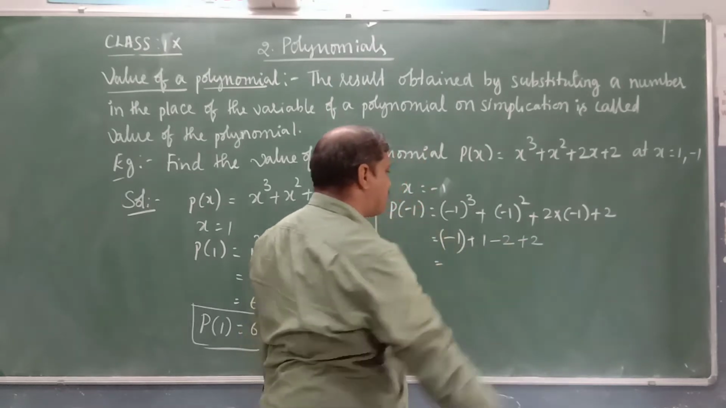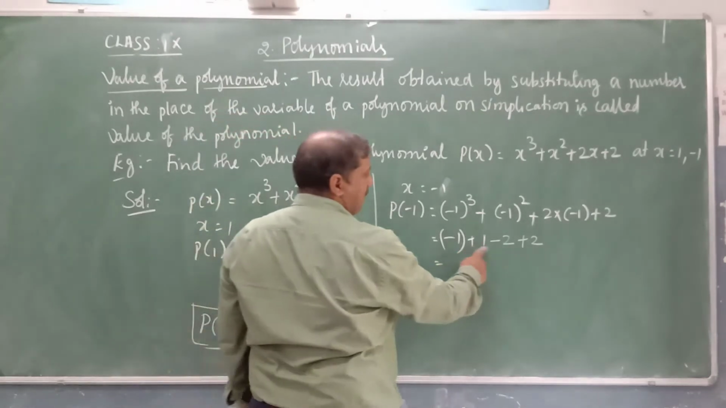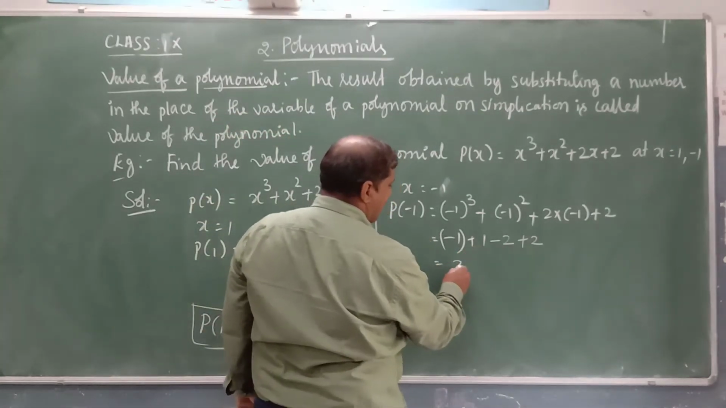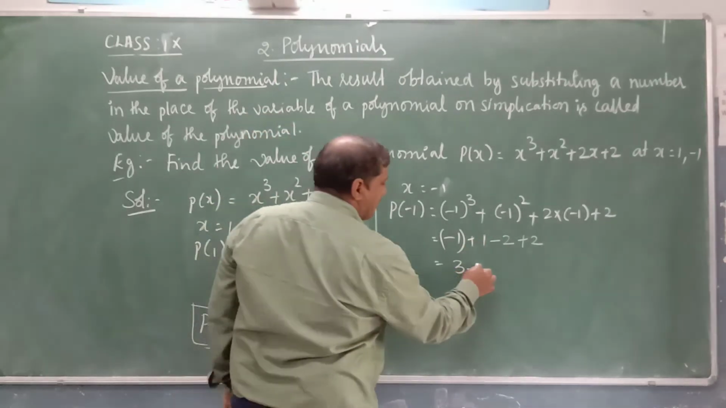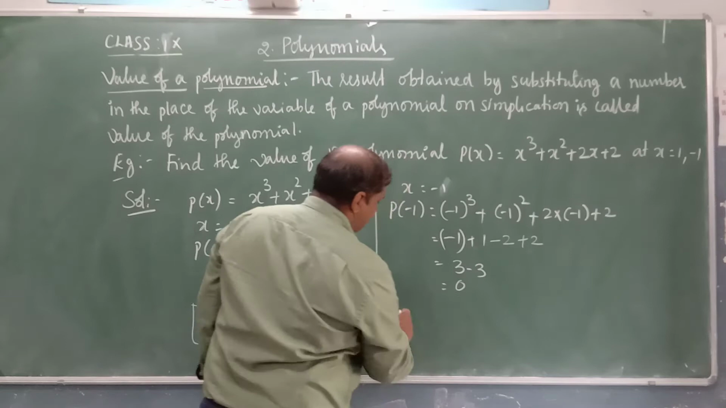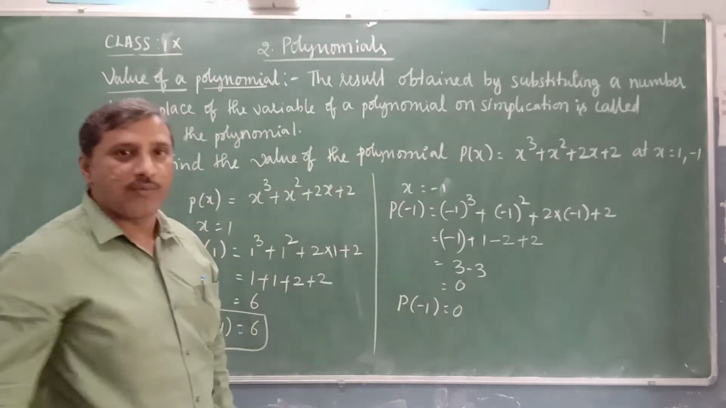Now add all positive values and negative values, then simplify. Plus 1 plus 2 is 3. Minus 1 minus 2 is minus 3. 3 minus 3 is 0. Therefore, p of minus 1 is equal to 0.